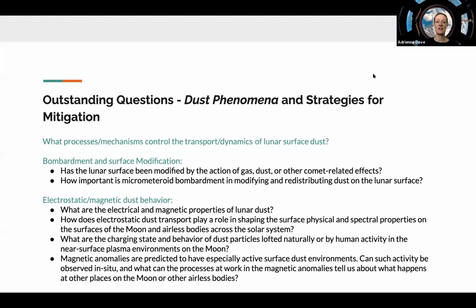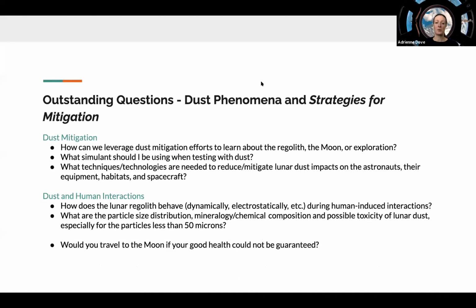So what some of the strategies then for mitigation that we talked about, or different types of strategies we might look at for dust mitigation, would be, how do we leverage existing efforts to actually do some science? So there's obviously a lot of interest right now in dust mitigation, and a lot of that is technology driven, but how can we also leverage that to do some interesting science and learn about the physics of the moon? But then also more practical questions of, like, what simulants should you be using when testing? What things like particle size, composition make a difference? And then what technologies and techniques are needed to really look at this dust mitigation problem?